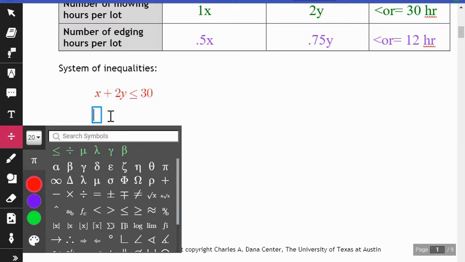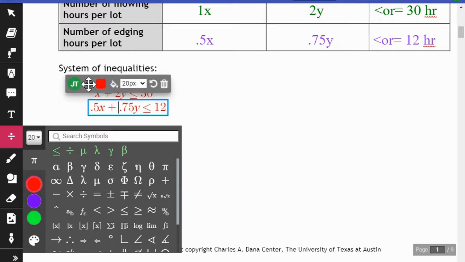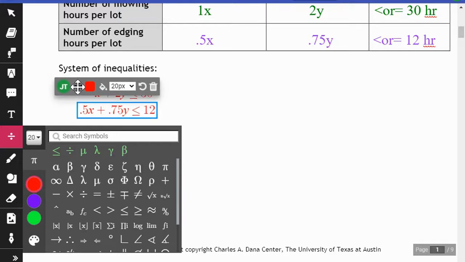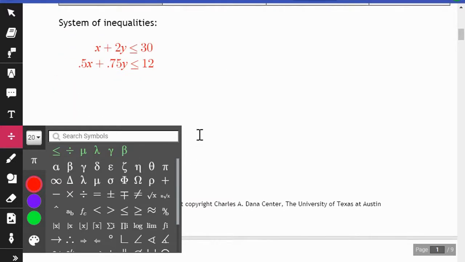Okay, we'll get to that in a minute. I'm learning how to use this, sorry. 0.5x plus 0.75y is less than or equal to 12 hours. Okay, great. There. That is our system of equations.